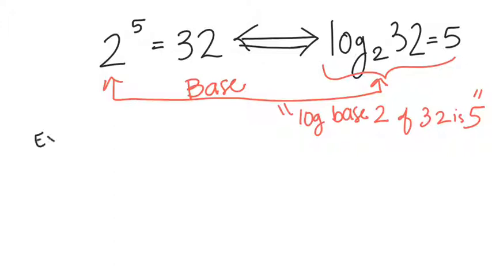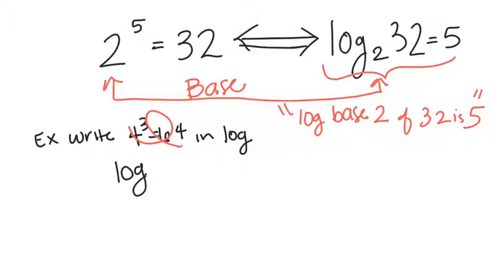So if I say write 4 to the 3rd equals 64 in log form, you are going to change it. And so there's an easy way to do it. You're going to make a line like this. It kind of looks like an L, I hope you see. You're going to write the word log. The first thing I touched with my red pen was 4, so that's the base. The next thing I touched along the way was 64, and the last thing I touched was 3.